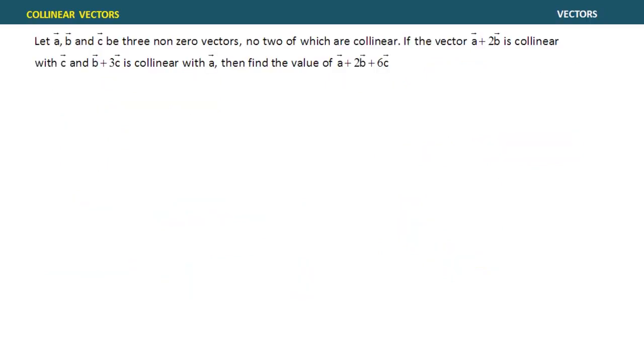Okay, let's take a question to understand the concept of collinear vectors. Let a, b, c be vectors such that they are non-zero and no two of which are collinear. So that means a cannot be written as lambda b, b cannot be written as mu c, and a cannot be written as gamma c. So they are not related like this.